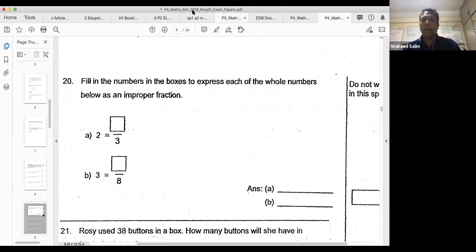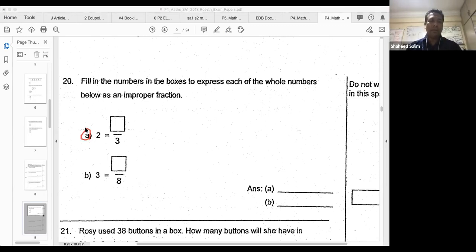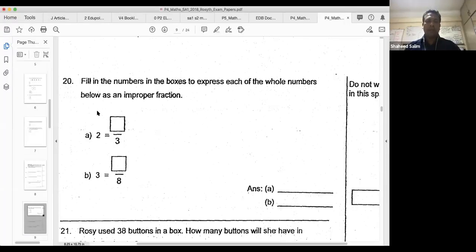Anyone? Come on, Putra. What divided by 3 equals 2? Very easy, very easy. Very easy, you all don't know. Which one? This one, you cannot see? Question A. Can see now? Cannot see. I will show the screen. Can see, kan?